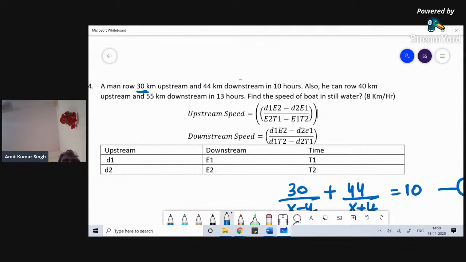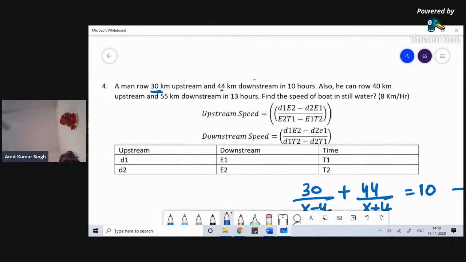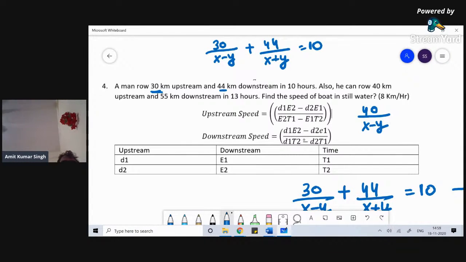So this is the question. A man can row 30 kilometers upstream and 44 kilometers downstream in 10 hours. So your equation would be 30 by x minus y plus 44 by x plus y is equal to 10. Then the next equation: he goes 40 kilometers upstream, so 40 by x minus y plus 55 by x plus y is equal to 13. So solve these two equations to get the answer. They want the value of x.